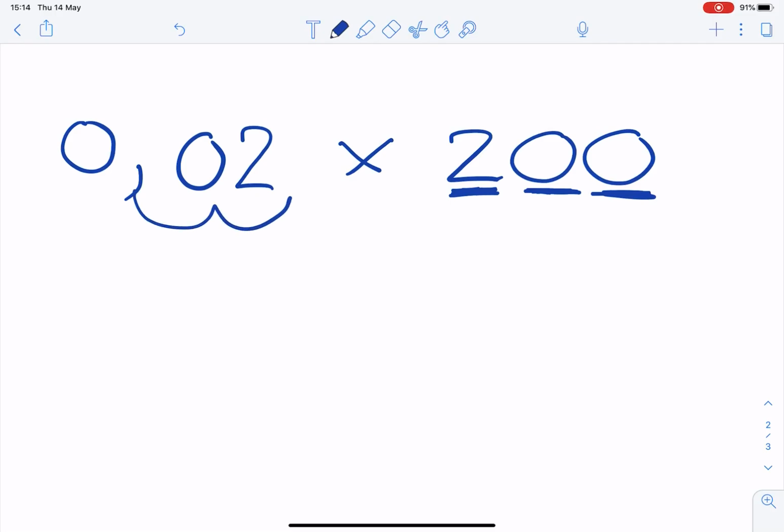So your new number is, so let's take out the unnecessary information. We don't need the zeros in front of the 2, and we don't need the comma either. And now we multiply that by 2, which is 4.